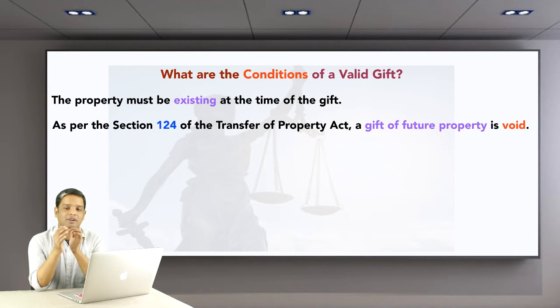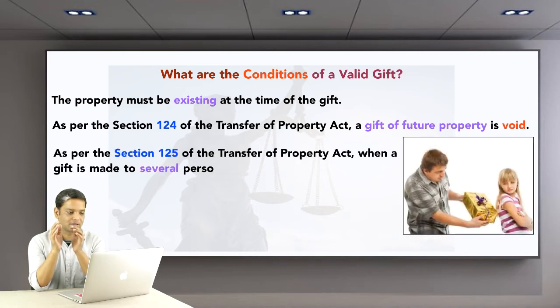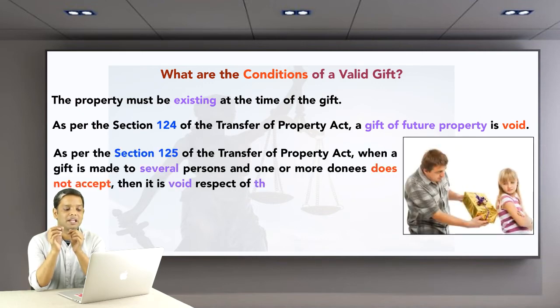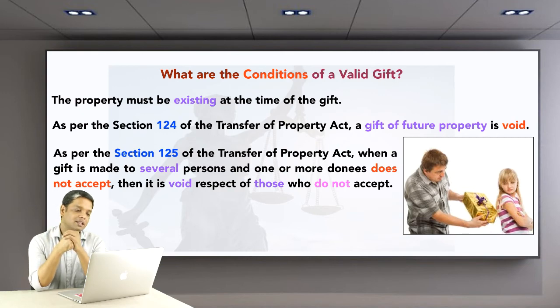The last point of a valid gift is, as per section 125 of the Transfer of Property Act, when a gift is made to several persons, please pay attention, when a gift is made to several persons and one or more donees do not accept, then it is void in respect of those who do not accept. Let's understand it with an example.